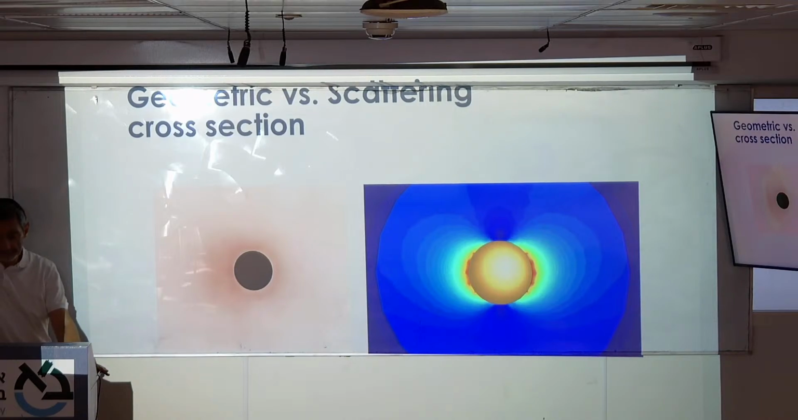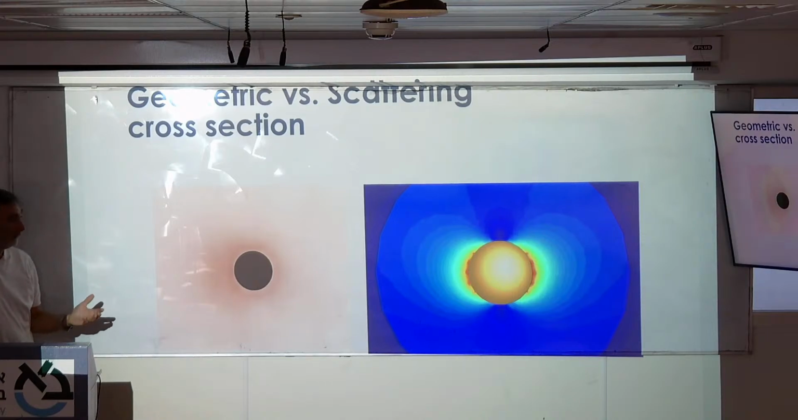Okay, so there are two types of cross section. That's the title here. You have the geometric cross section and the scattering cross section. What is the geometric cross section? That's a purely geometric quantity.